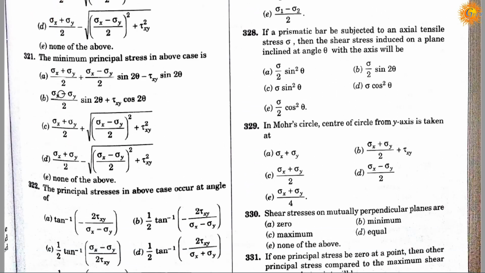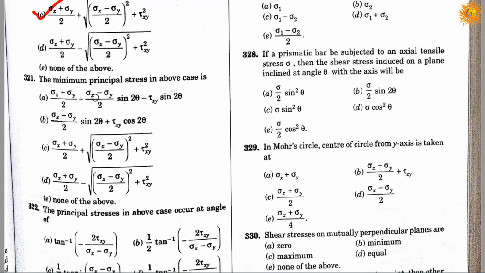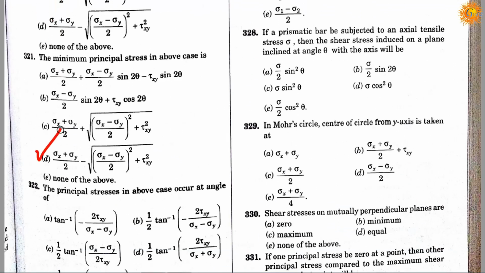Okay, the all option is similar. So in the question 321, the minimum principal stress in the above case is, okay, I am not reading all these options, and correct because all the options are similar to the above question. Correct answer is D. It will be (sigma x plus sigma y) divided by 2 minus under root of ((sigma x minus sigma y) divided by 2) whole square plus tau xy square.